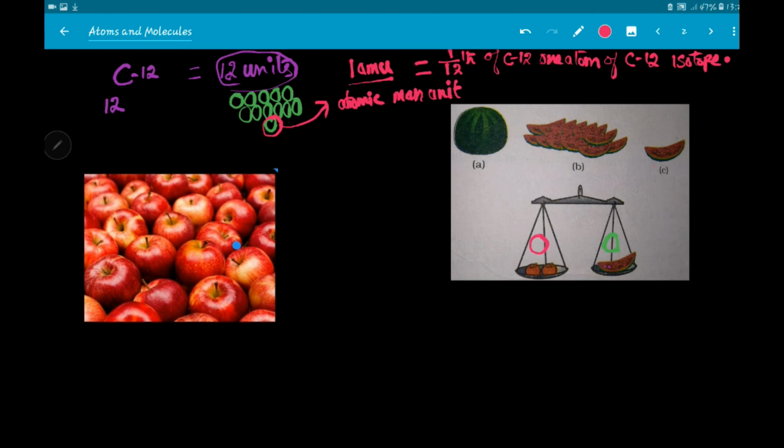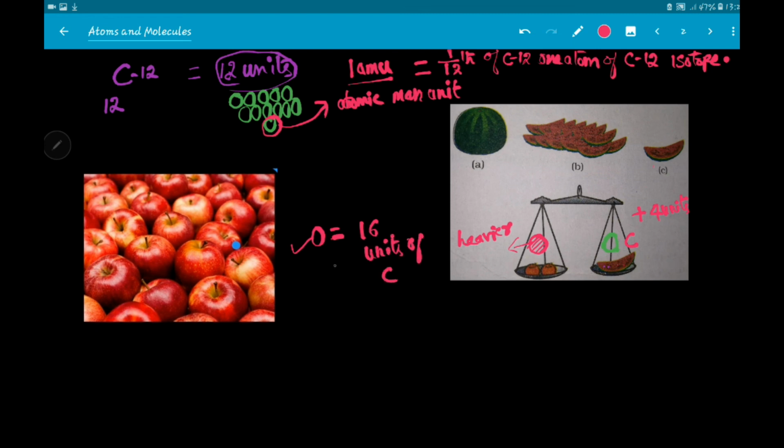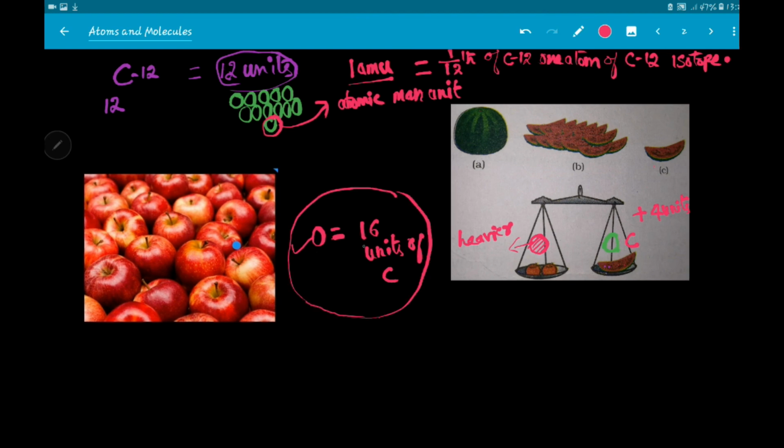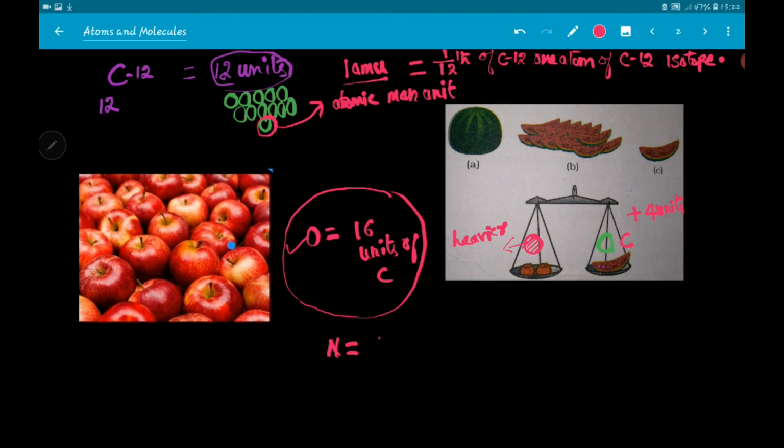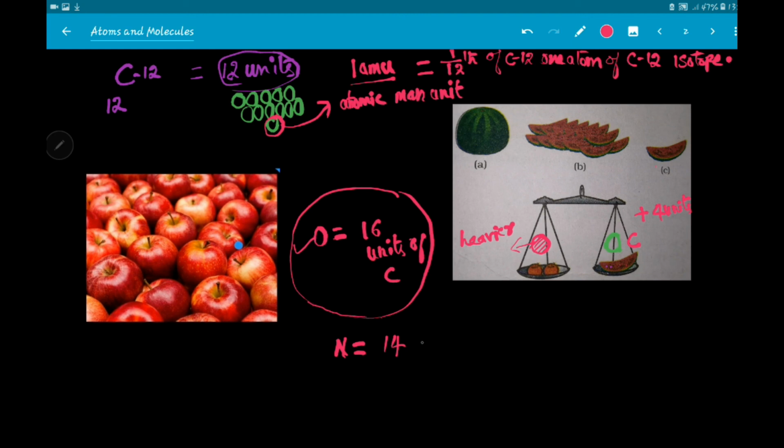Now, similarly, you compare 1 unit of carbon with oxygen. What we found is that oxygen was heavier. This was heavier compared to 1 unit of carbon. Therefore, how many units are required to balance? We use 16 units of carbon. Therefore, oxygen had the mass of 16. Similarly, nitrogen was equal to 14. That means 14 units of carbon were used to compare the mass.